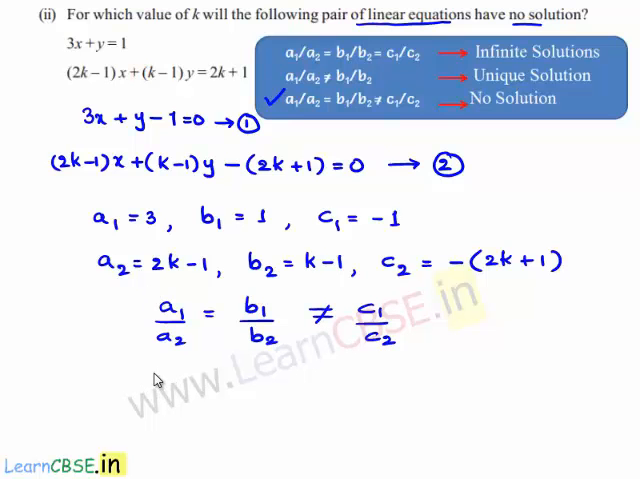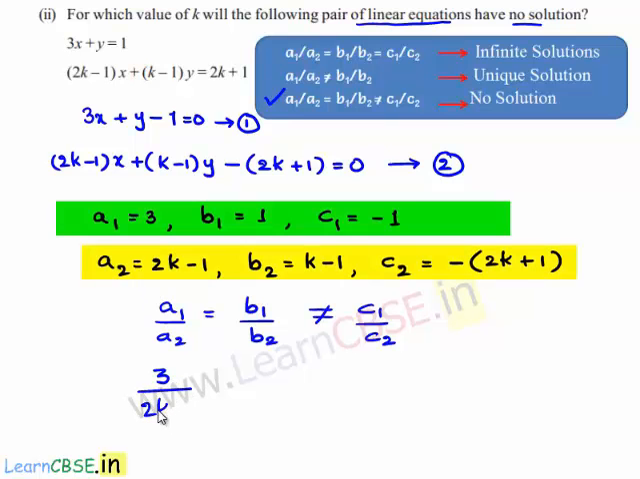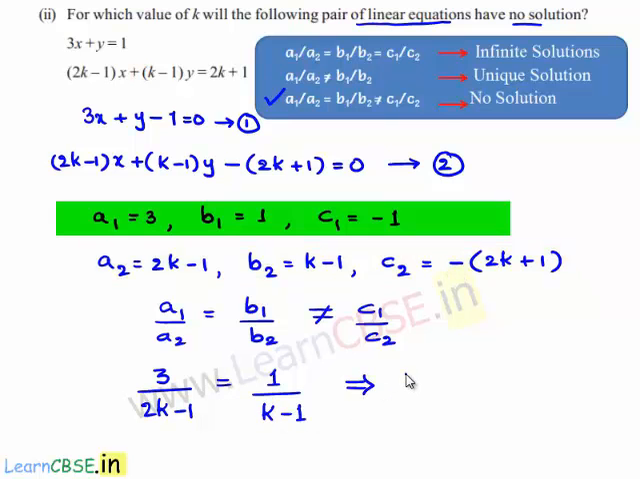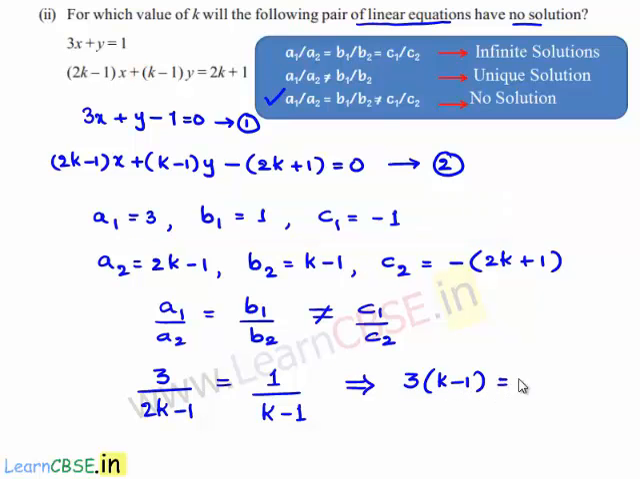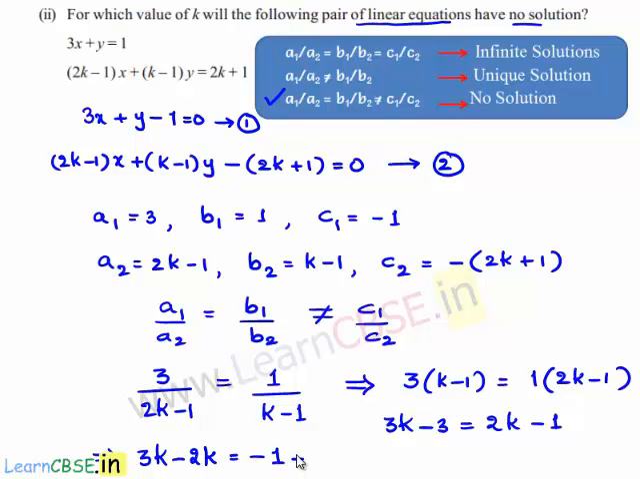We know that a1 is 3 and a2 is 2k minus 1, that is equal to b1 is 1 and b2 is k minus 1. So by cross multiplication we get 3 times k minus 1 is equal to 1 times 2k minus 1, that is 3k minus 3 is equal to 2k minus 1. This implies 3k minus 2k is equal to minus 1 plus 3, that gives k is equal to 2. So we are required to find the value of k, and we obtained the value of k to be 2.